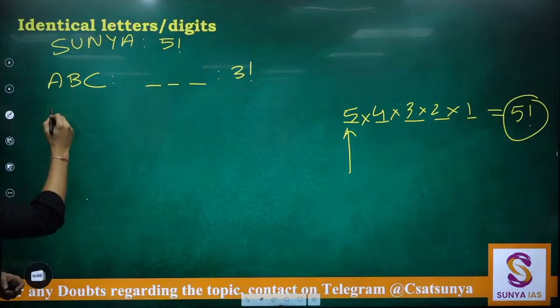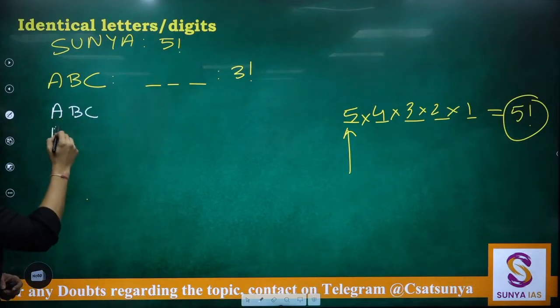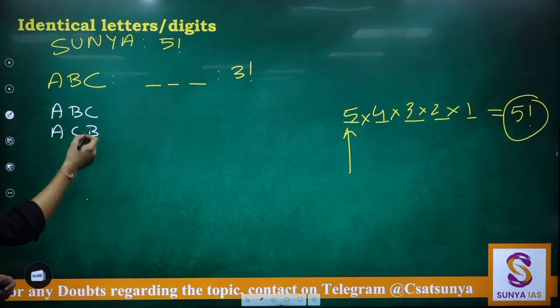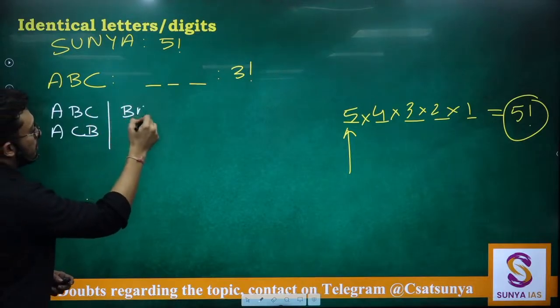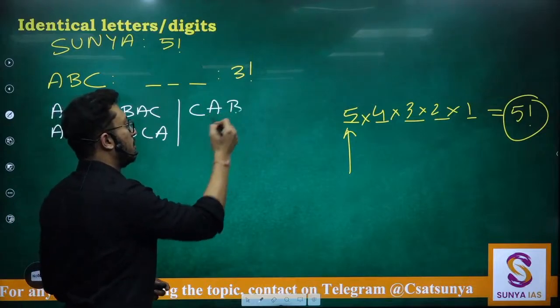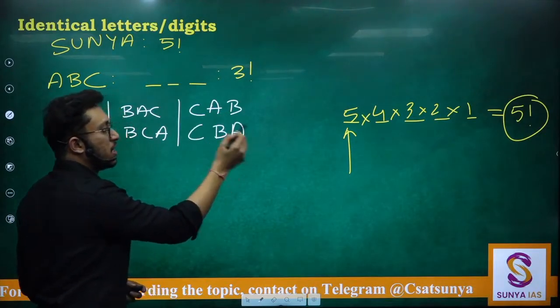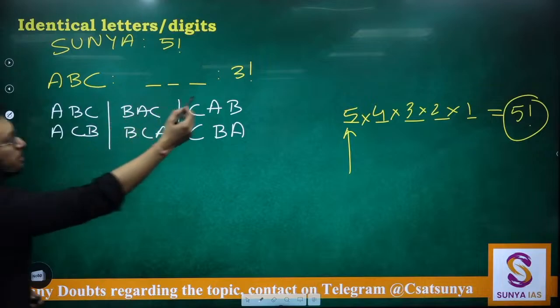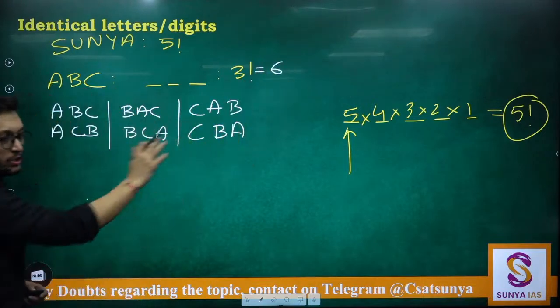Let's say for this different arrangements can be ABC, ACB. बनाए थे ना पहले? BAC, BCA, CAB, CBA. So these are the 3 factorial. 3 factorial is 6. These are the 6 arrangements possible.